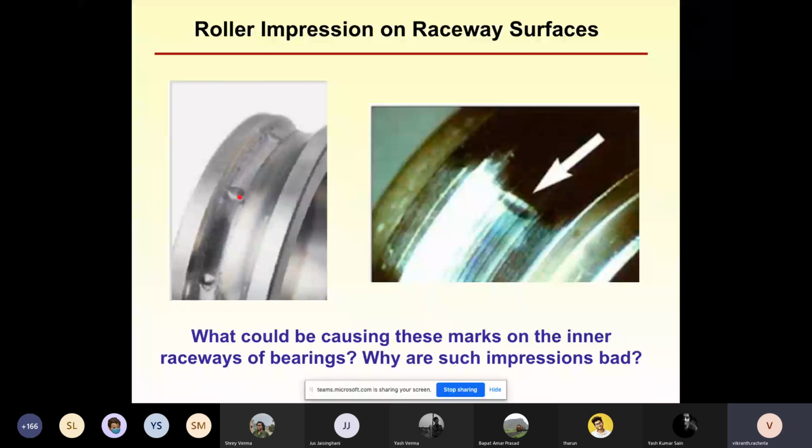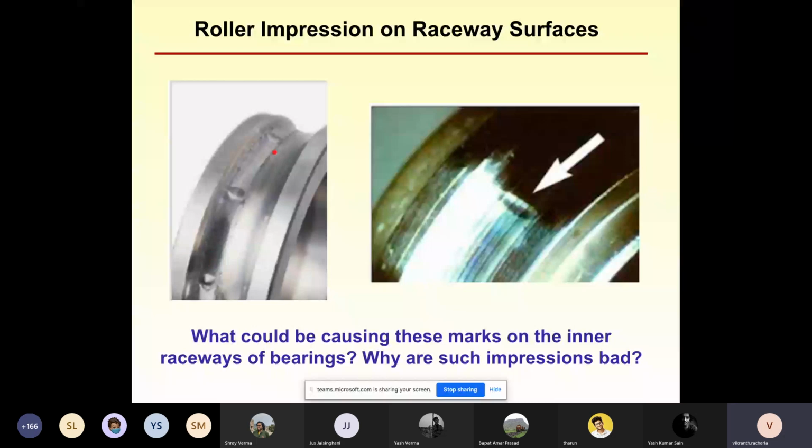That is one possibility. The second possibility, as someone pointed out, is that the vehicle is not moving per se, so let us say it is going over a speed bump or something, and the suspension is bad and there is a jerky load which led to these impressions. So these could be some causes of the indentations.